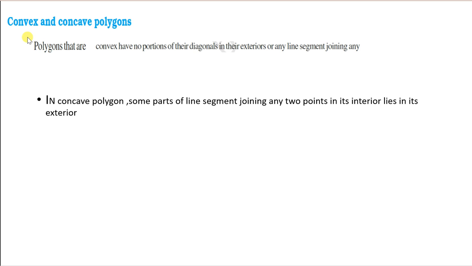Then we have convex and concave polygons. Polygons that are convex have no portions of their diagonals in their exterior. Or we can also say that any line segment joining any two different points in the interior of the polygon lies wholly in the interior of it.